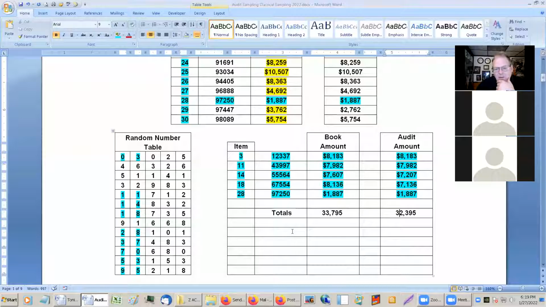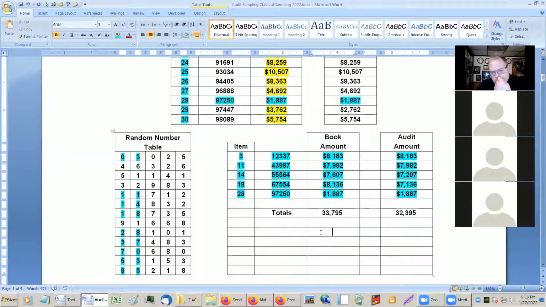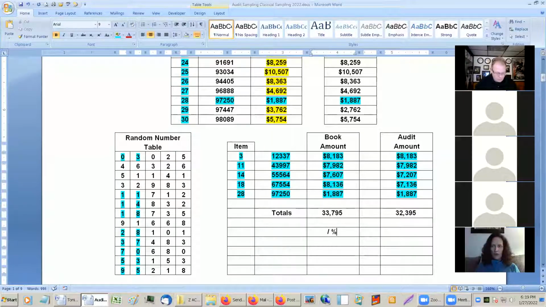Okay, now we're going to need to find the average for these. So how would we find the average? Divide the total by the number of them. Yep. Divide by 5.